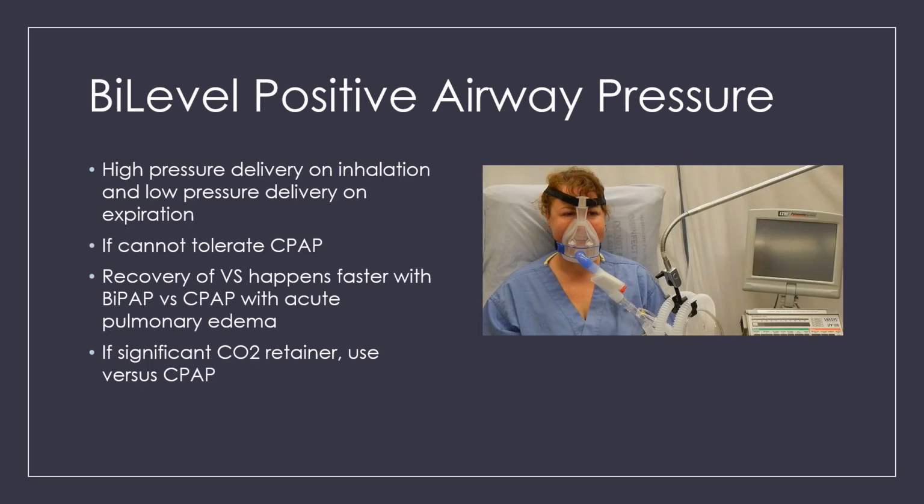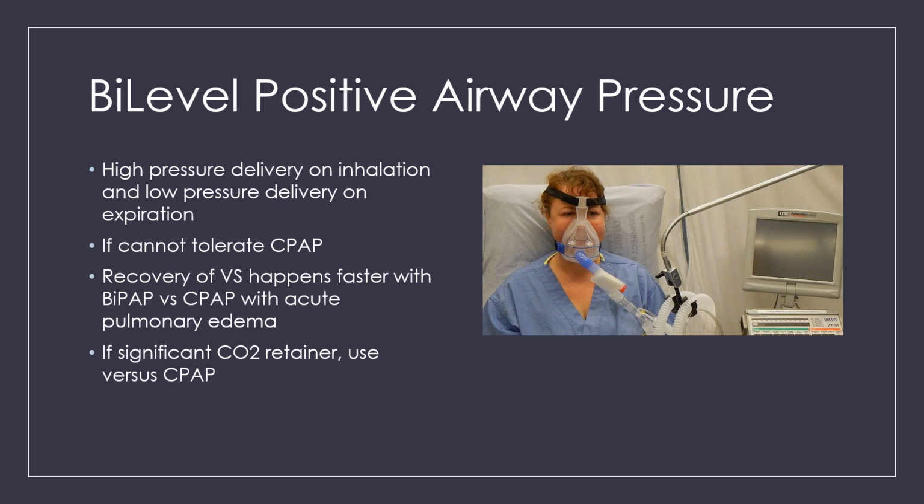So there's also bilevel positive airway pressure. This is high pressure delivery on inhalation and a lower pressure delivery still on expiration. So if someone cannot tolerate CPAP, then they may try BiPAP instead. Recovery of vital signs happens faster on BiPAP versus CPAP with acute pulmonary edema. And it can be used if somebody has a significant CO2 retainer, then this might be used because it's easier to breathe off because of the low pressure delivery on expiration versus a constant pressure.